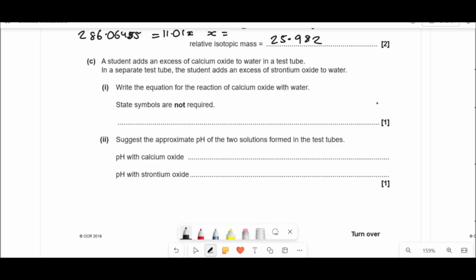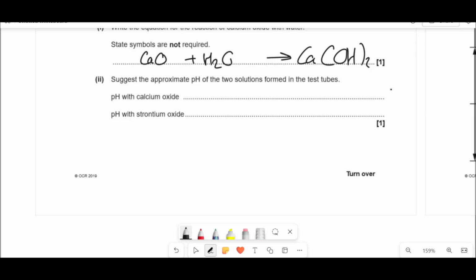Write the equation for the reaction of calcium oxide with water. So CaO plus H2O is what you definitely know you're going to react, and then you're going to make Ca(OH)2. Suggest the approximate pH of the 2 solutions in this test tube. So if it's calcium oxide, it's going to be greater than 7 because it's going to form an alkaline solution, but less than 14, right? So I'm going to choose, like 10.